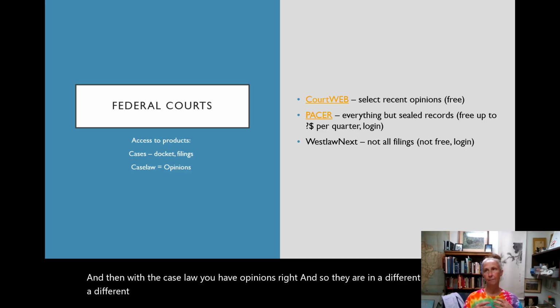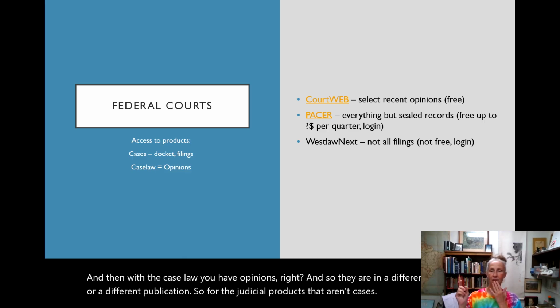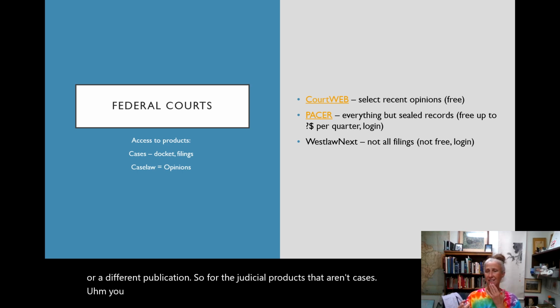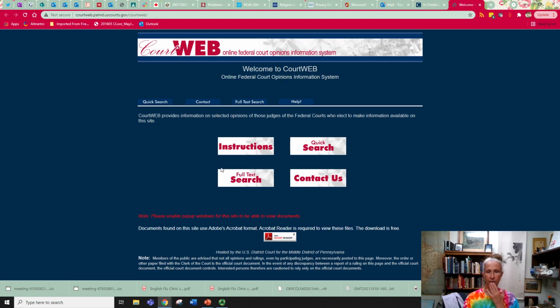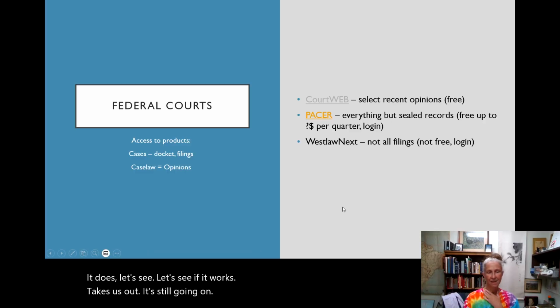So for the judicial products that aren't cases, you have Courts Web, which I don't know if it still works. It does. Let's see if it works. Yeah, it's still going on. I hope that didn't mess up our Panopto.